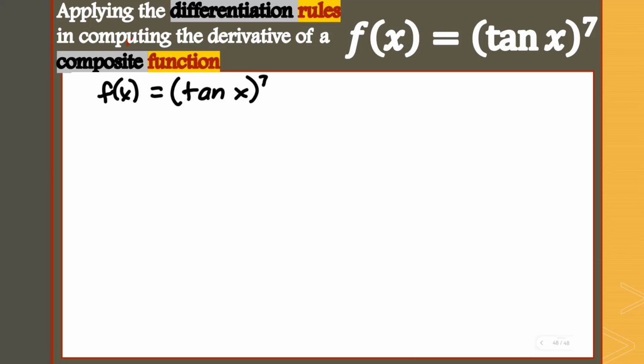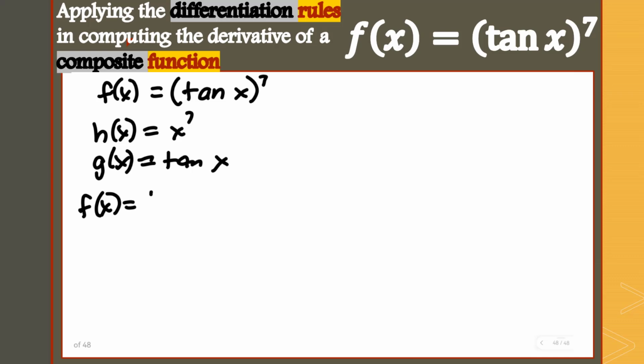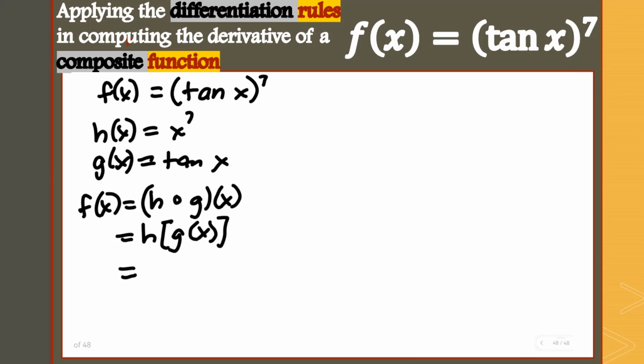This is clearly a composite function where you can have h of x being x to the power of 7, and your g of x being tangent of x. In this case, our f of x is actually h of g of x. I'm just trying to illustrate that our function is really composite. So we'll have this form where the entire g of x, in this case tangent of x, is raised to the power of 7. That is why you have here 7, and then you have your tangent x, which is your g of x.